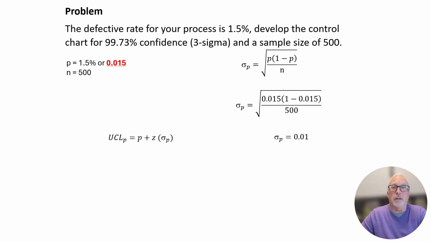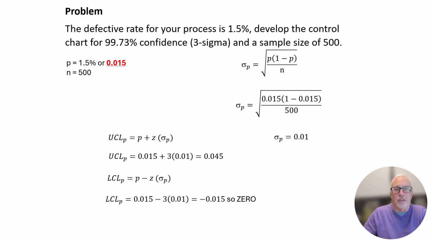We can pull up our upper control limit formula. We're going to substitute in the P, which we know as 0.015. Do not go back to the 1.5. Plus the Z, which we know is 3, and the now calculated sigma of the process, 0.01. We calculate that, and our upper control limit is 0.045, or we know in our heads that's 4.5%. So we know the mean, the middle, is 1.5%. The upper is 4.5%. We can calculate the lower.